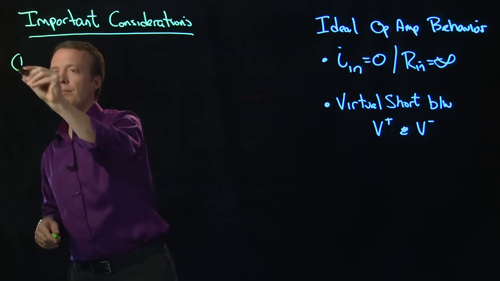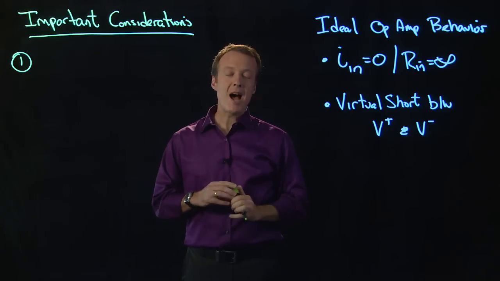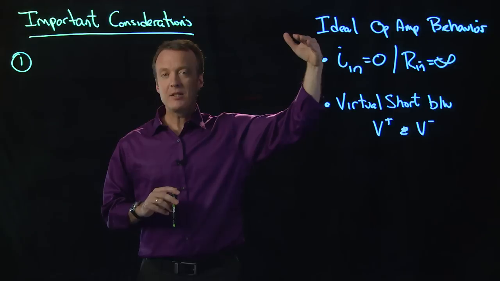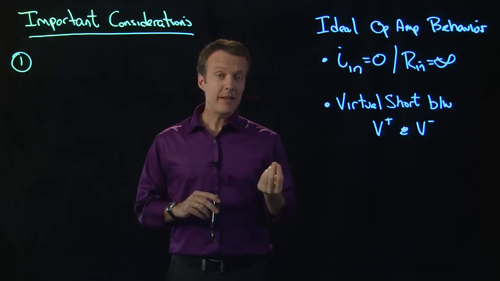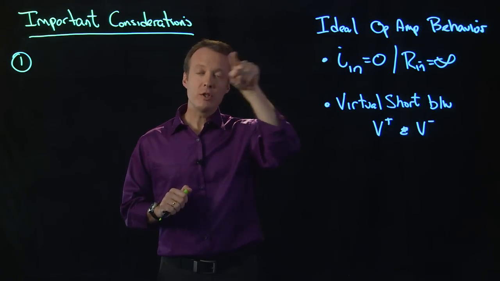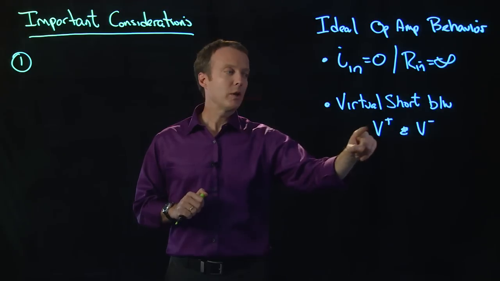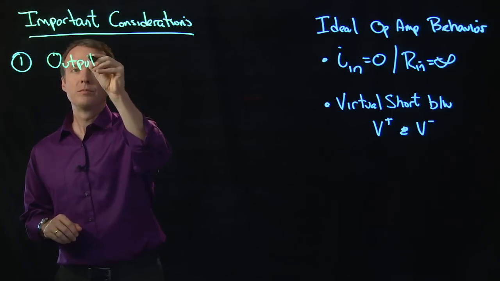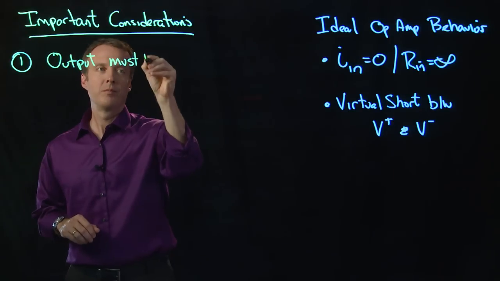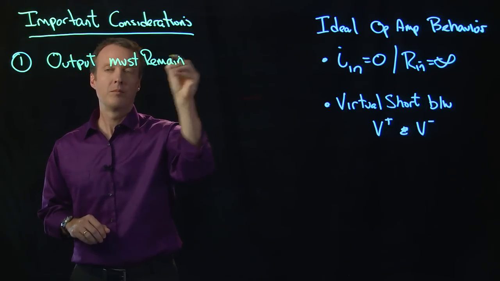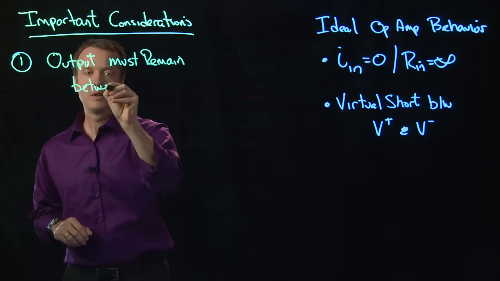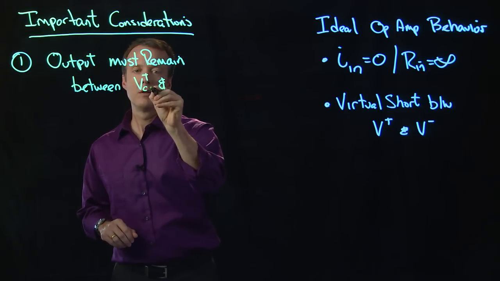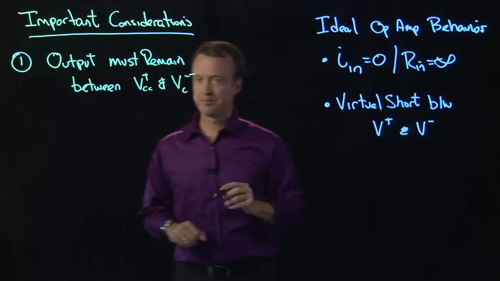The first is that you must ensure that the op-amp always remains within its operating range. That is, the output voltage of the op-amp cannot extend to the positive rail or the negative rail. Because if that's true, what happens is the op-amp is no longer able to adjust the output in a way to ensure that there's a virtual short between the two input terminals. So the output must remain between the positive voltage supply and the negative voltage supply.